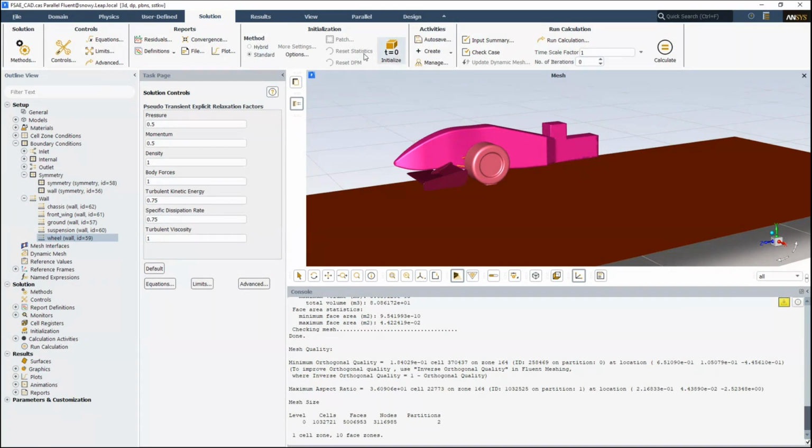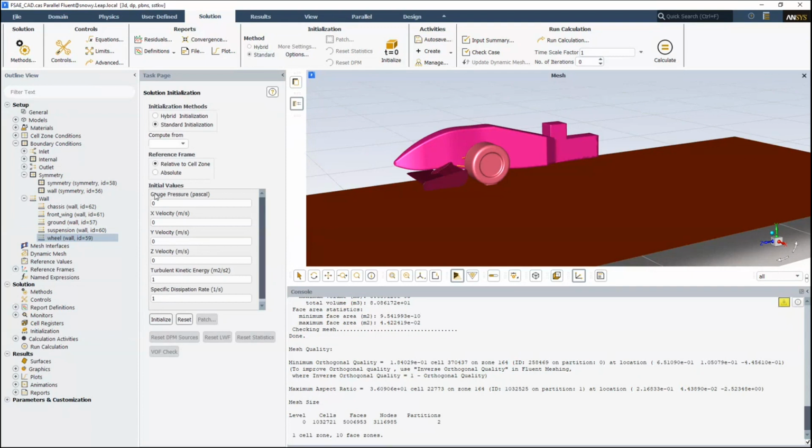Okay, so there's a few different ways that we are initializing. There's your standard initialization. Standard's just going to put a value in all of the cells. So that's your simplest, easiest method. It's going to start everywhere at 0 and 1 with kinetic energy and dissipation rate. So if I was to initialize that, it's just going to put that in all of those cells.